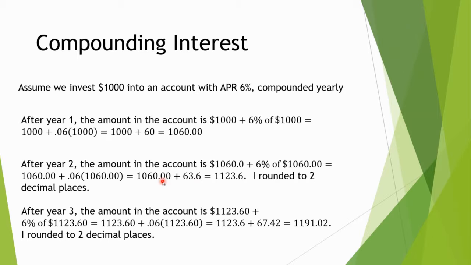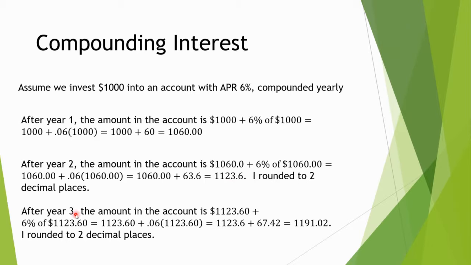This is our initial balance. This is also the interest that we're adding on. We're not adding on the same interest. It's not simple interest. See, we're adding on more interest. And now this is the ending balance here. I rounded to 2 decimal places, just letting you know.